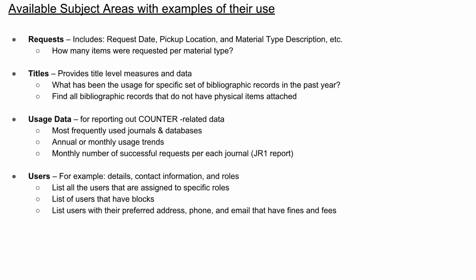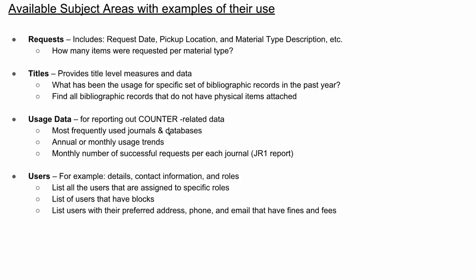Requests has to do with material requested. Titles is sort of a broader level than the electronic inventory or the physical item subject areas. It deals with bibliographic records, things that happened at the bib level.